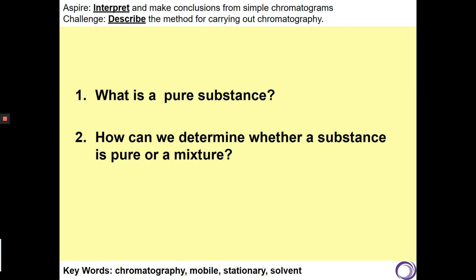Okay, so a pure substance is made of only one type of element or compound. And the way that this differs from a mixture is a pure substance will have a fixed melting and boiling point, whereas a mixture will melt and boil over a range of temperatures.